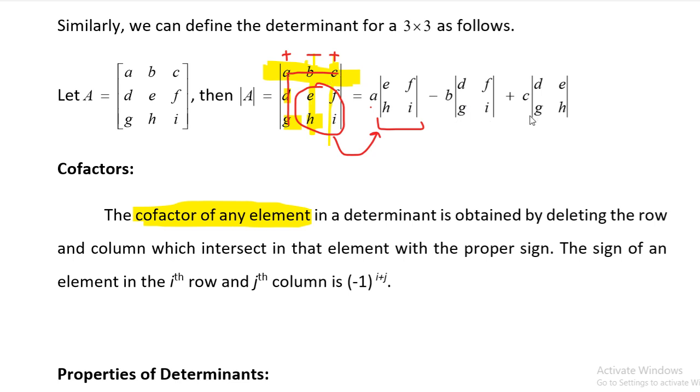Cofactor of C is this. And these are just three cofactors. So for the determinant, only three cofactors are enough, but we can define the cofactor of any entry.